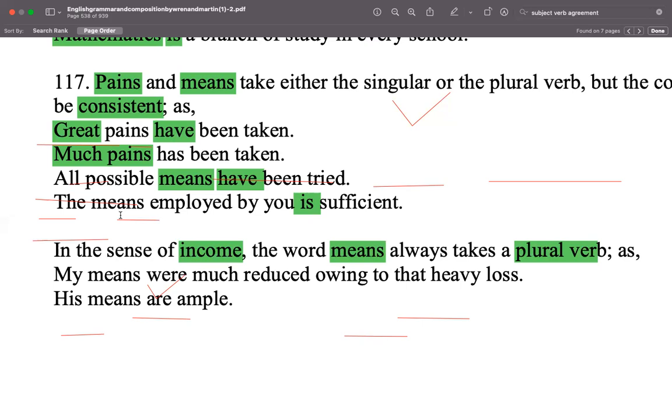If I am talking about much pains, what do I find out? Here it is indicating a kind of abstract case, not different types of pain, but the abstract form. Abstract means something which cannot be visible, right? So in that case, we treat pain as uncountable.